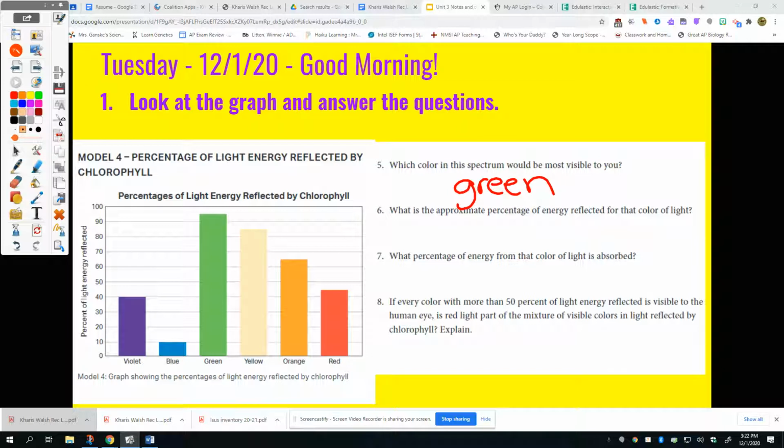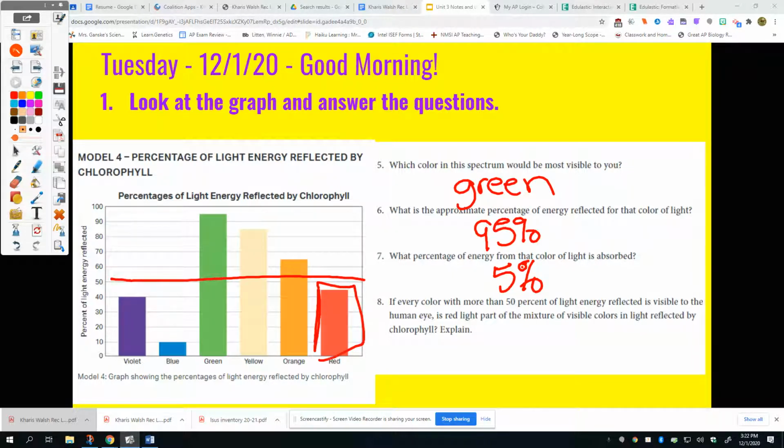And then it says what percent of the energy is reflected by that color. So for green, 95% is reflected, which means that only 5% of the green light is absorbed by that plant. So then it says if every color with more than 50% of light energy reflected is visible to the human eye, is red light part of the mixture of visible colors and light reflected by chlorophyll? Well, red light, here's our 50% line. Red light is less than 50%. So in this case, with this plant, the red color is not going to be visible. We're not going to see the red light because too much of it is absorbed.